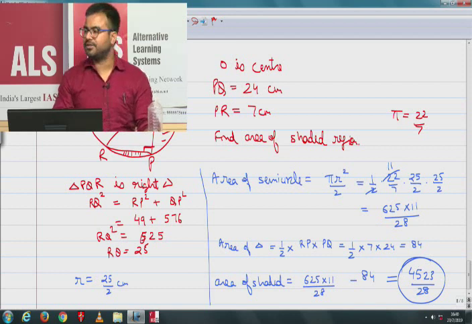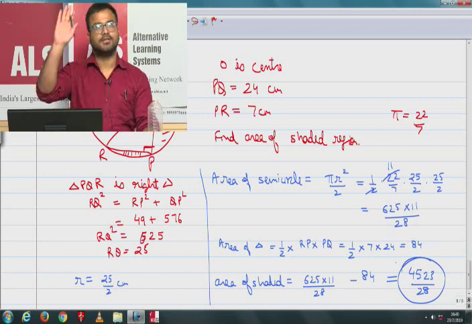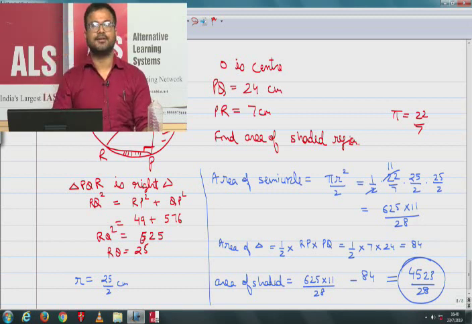Any doubt in this question? Should I explain it once again or shall we move to the next one? Shillong, is it clear? Okay then. So let's move on to the next one.